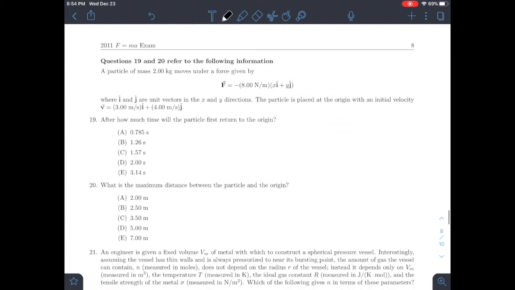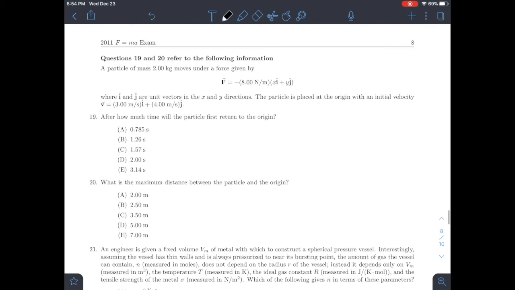Let's look at question number 19. A particle of mass 2 kg moves under a force given by this equation, where i hat and j hat are the unit vectors in the x and y directions. The particle is placed at the origin with initial velocity 3i plus 4j. After how much time will the particle first return to the origin? So first, we can see that this force is clearly a spring force, negative kx, exactly the spring equation.